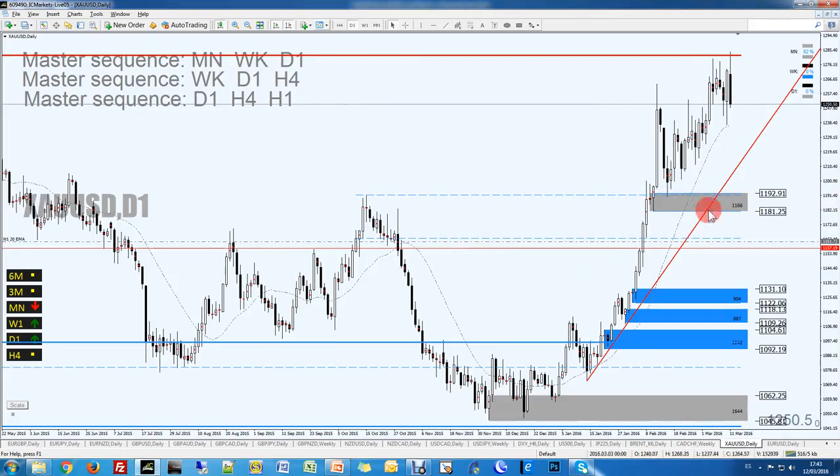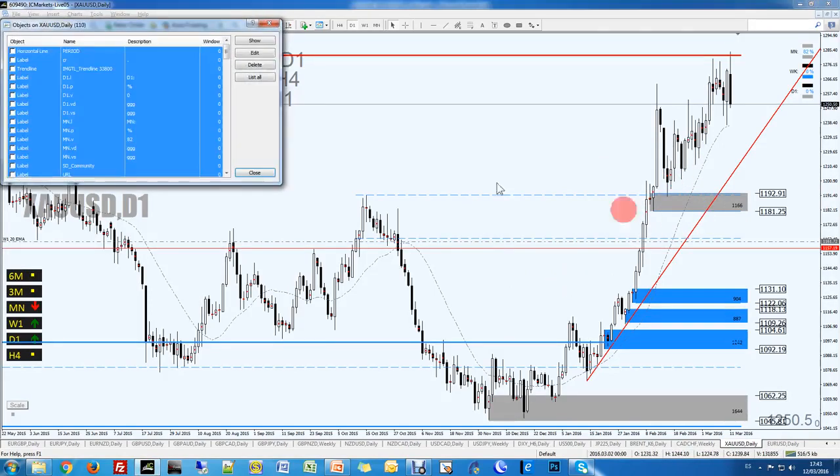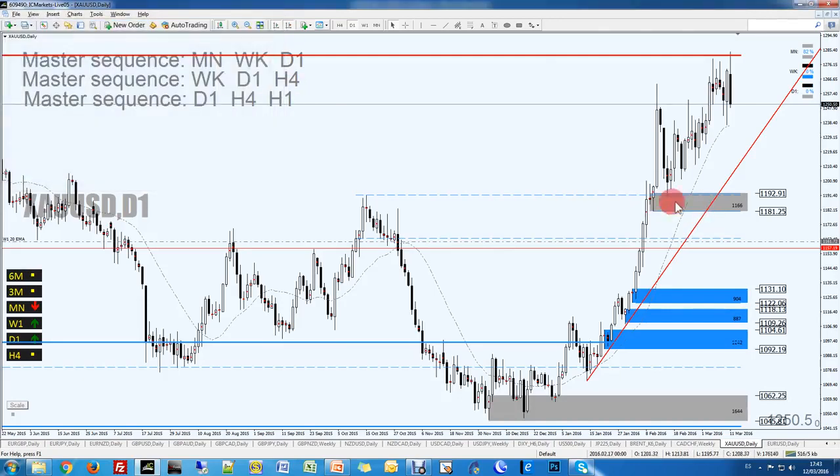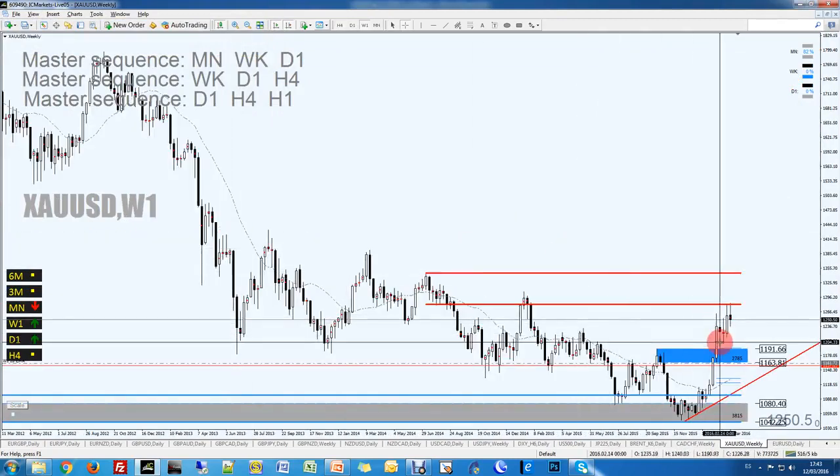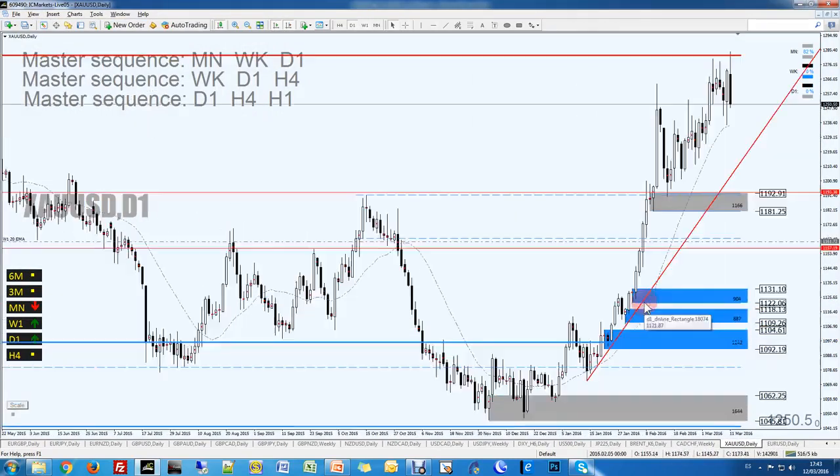So let me clean all this up a little bit. Once this area is taken out on the weekly here, as you can see, this is a weekly area. Let's place a horizontal line there. This is a taken out daily area. And then if you are doing intraday trading, you can say, okay, I will start using the daily, 4-hour, 1-hour sequence.